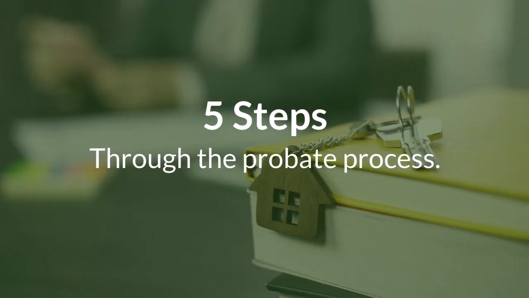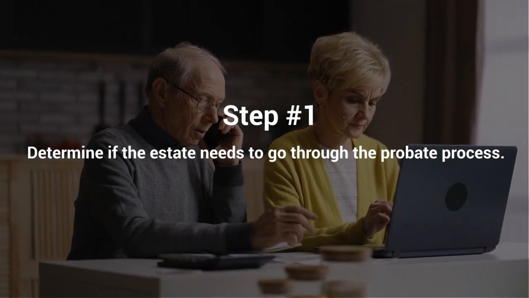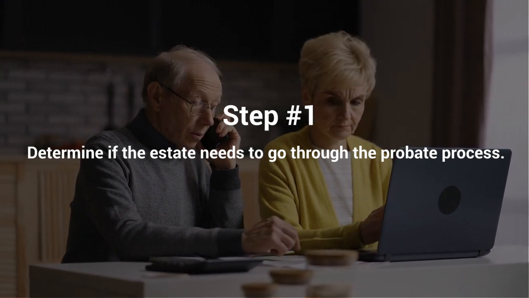So if you are the executor or administrator of a probate with California probate properties, these are 5 steps through the probate process. Step 1, determine if the estate needs to go through the probate process. Again, if there isn't a trust, or if the California property or properties are not held in a trust, in most cases, the California probate properties must be sold through the probate process.